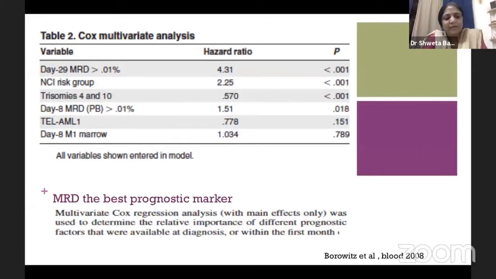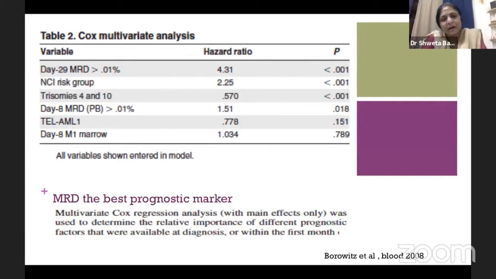So, by doing a multivariate Cox regression analysis, in this paper they found that the day 29 MRD is the best prognostic factor with a hazard ratio of almost 4.31, followed by NCI risk group, trisomies 4 and 10, and day 8 MRD by peripheral blood. TEL-AML1 and day 8 marrow were no longer significant in the Cox multivariate analysis.